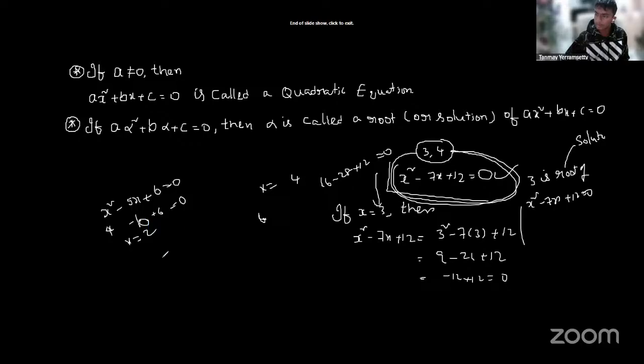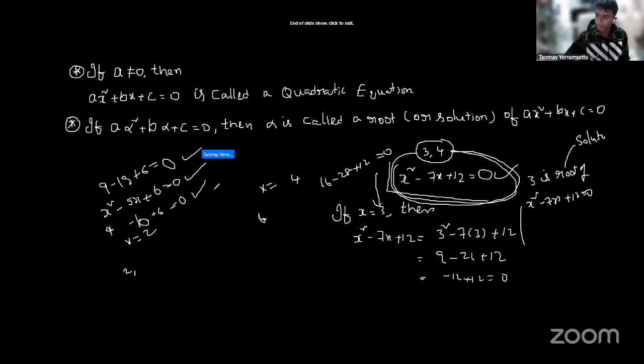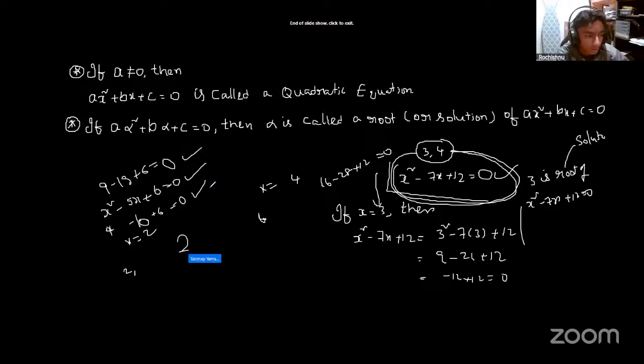Check if 2 is a root or not. Yes, 2 works. 2 is a root. So I told one root, right? What is another root? 3. 9 minus 15 plus 6. So how many roots does this equation have? 2. What are those 2 roots? 2 and 3.